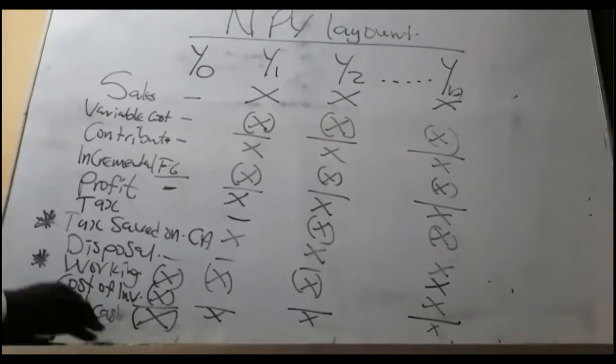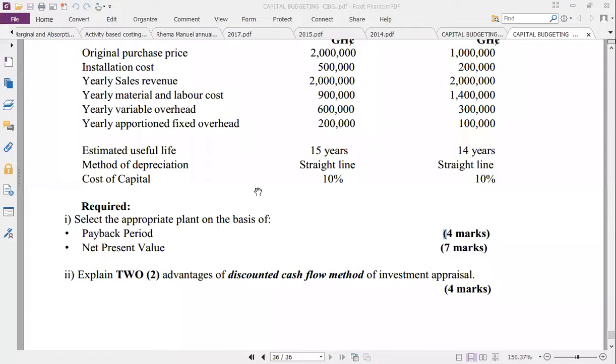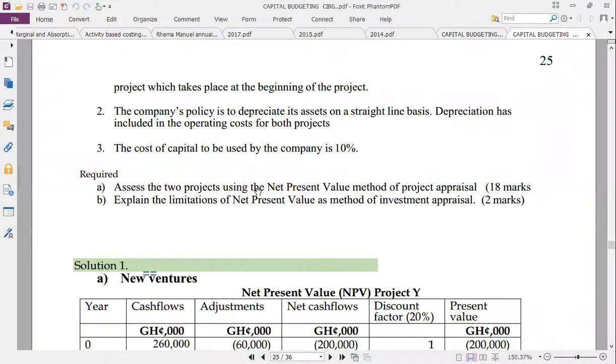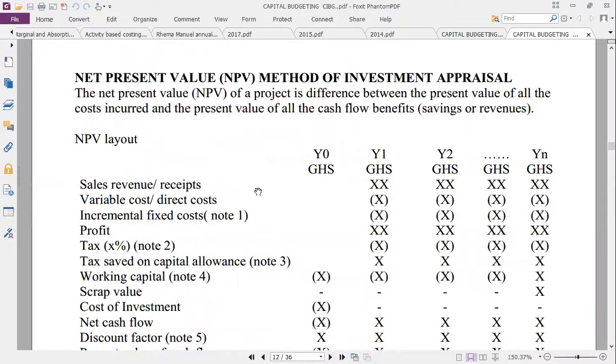Now I want to continue, but I'll continue from the format. So I'll use the format to continue. I've drafted it here too. So let's go to the NPV. I think I drafted it here too. So I'll use the format to continue.